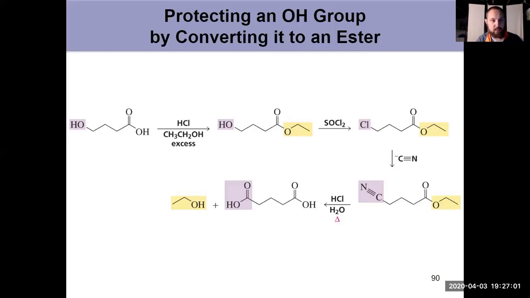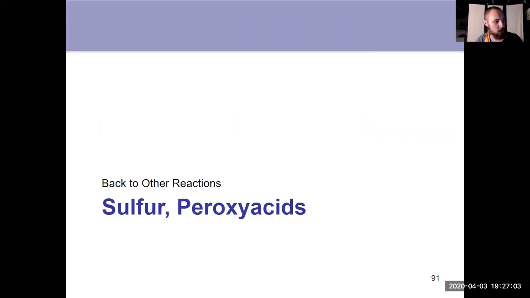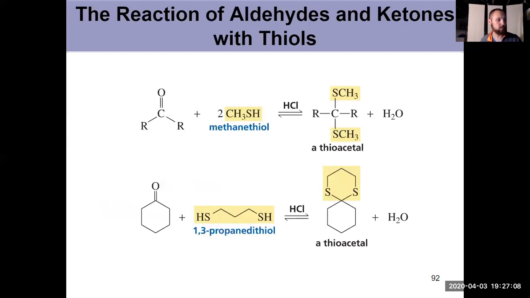Chapter continues in 16.11 discussing sulfur as a nucleophile, getting back to some other reactions from the chapter. 16.11 talks about the reactions of aldehydes and ketones with thiols. Okay? And we will summarize this section in a couple of words. Aldehydes and ketones react with thiols, which is the SH, to form thioacetals, which is just taking the acetal we've seen before and replacing the oxygen with sulfur. Okay? The mechanism's the exact same. Everything else is the same.